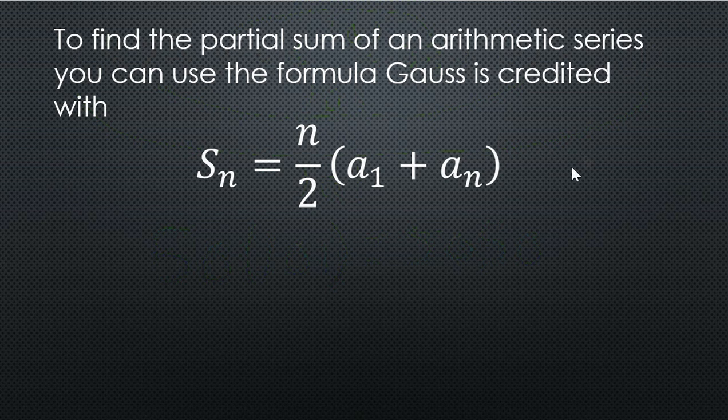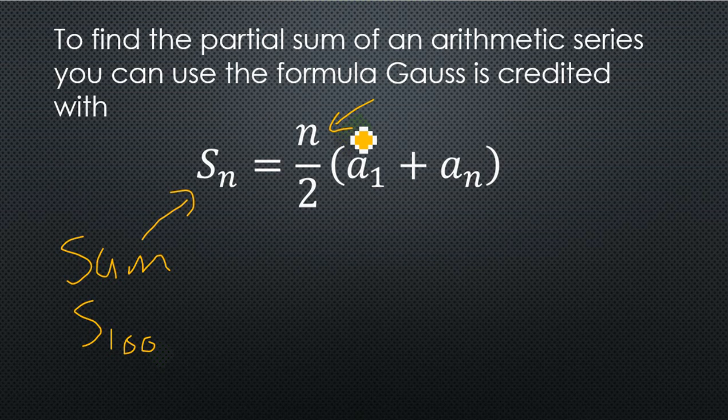This is what we call a partial sum, where we're going to add up the terms of a sequence. Our last sequence dealt with the integers 1 to 100. To find the partial sum, you can use the formula Gauss is credited with. Here are the pieces. Let's break down what all these pieces stand for. This S of n just indicates the sum. Now, in Gauss's formula, we did the sum of 100, right? This n represents the number of terms that we're adding. And of course for him, n equaled 100.